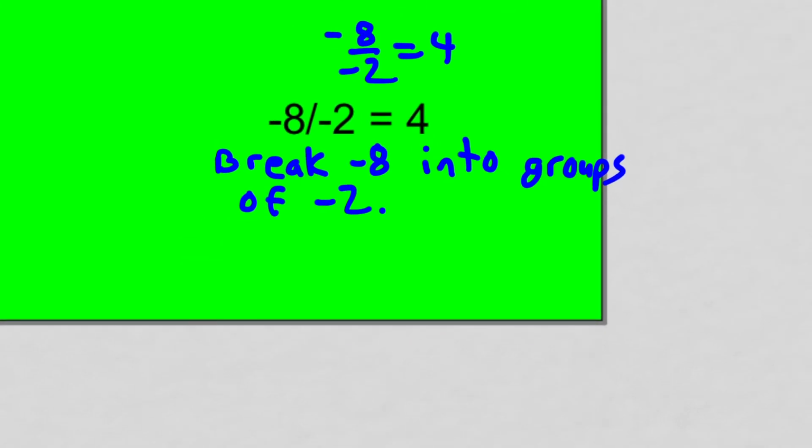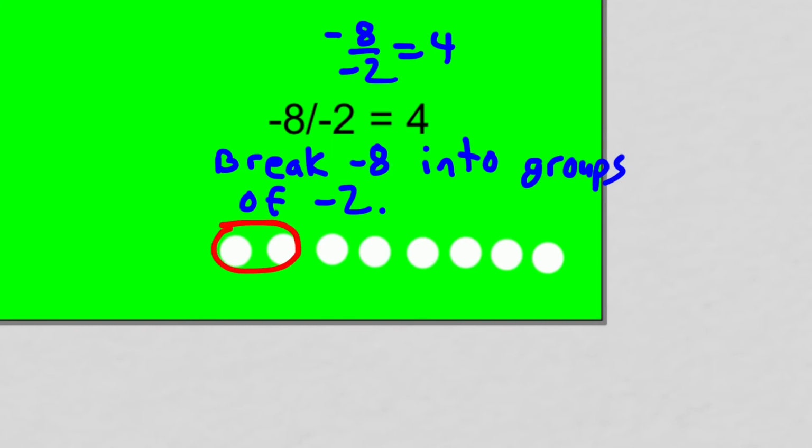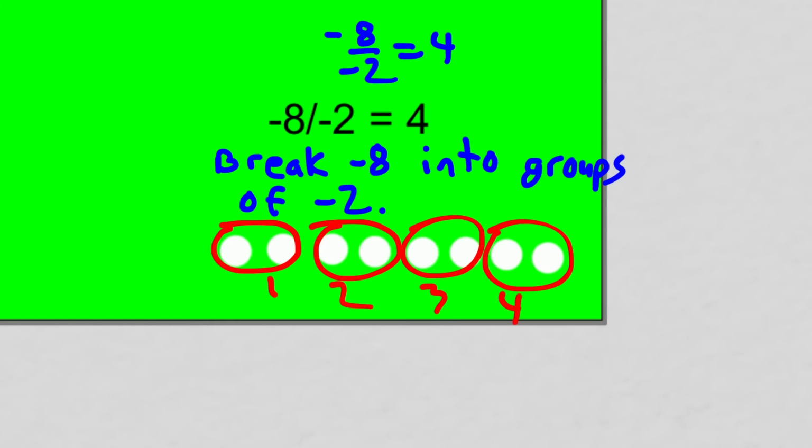Okay, so let's do that. So here's -8, and break it into groups of -2. And then you ask yourself, how many groups are there? Well, there are 1, 2, 3, 4. There are 4 groups. So that's why -8 divided by -2 equals +4.